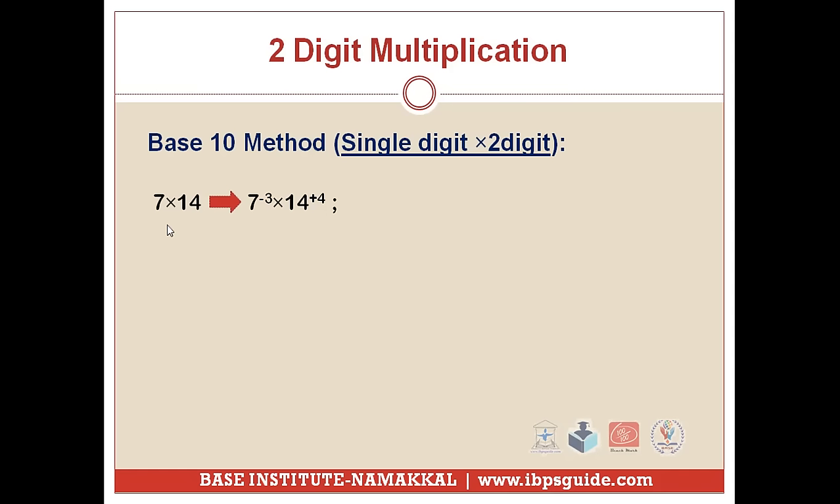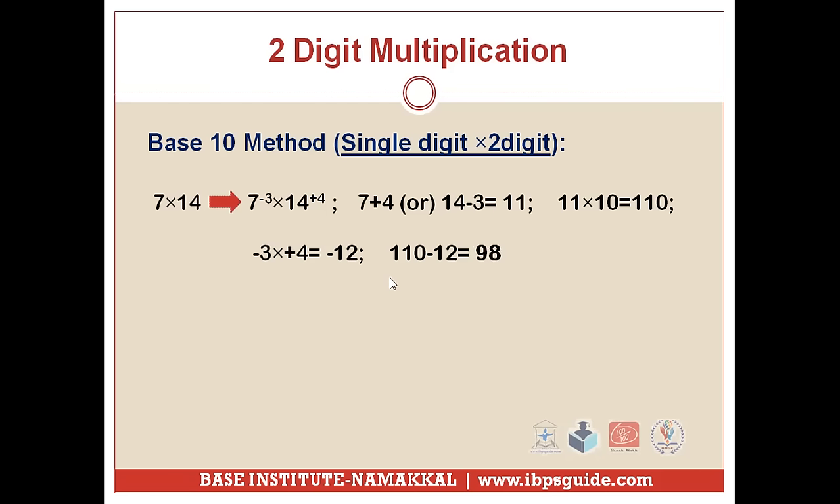And then we have to add 7 with the 14's superscript, or subtract 3 from 14, the 7's superscript, so that we can get 11. Then multiply 10 with 11, we can get the resultant value 110. And then we have to multiply the superscript values minus 3 and plus 4, so that we can get minus 12. Friends, here the sign is very important because the sign itself will decide the next process, addition or subtraction. So we are going to subtract minus 12 from the resultant number 110, so that we can get the answer 98.